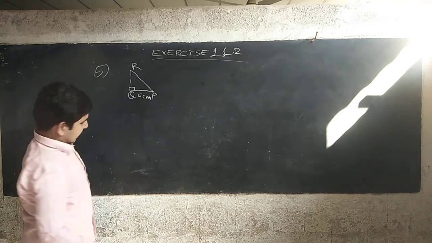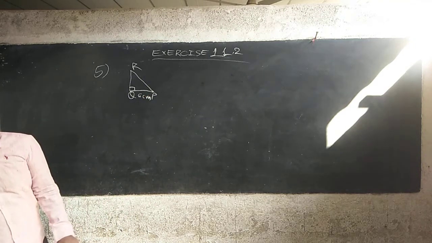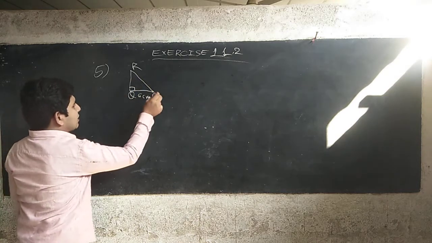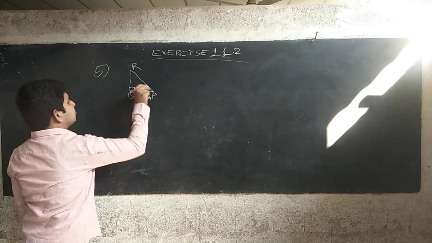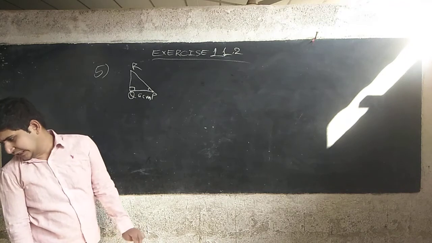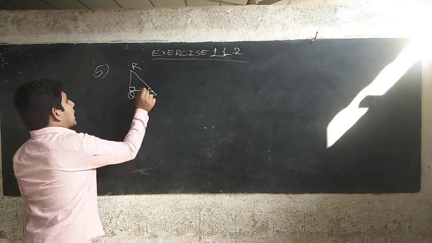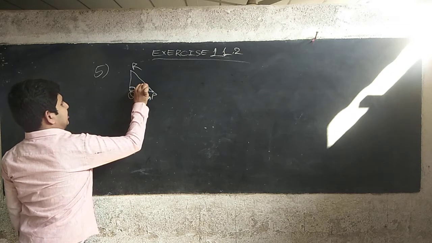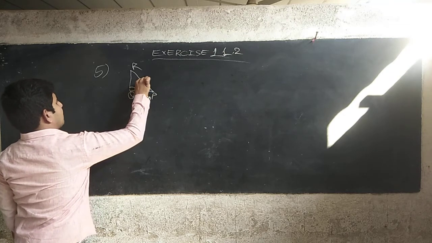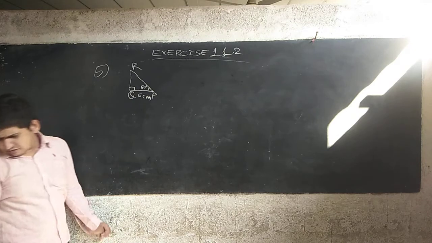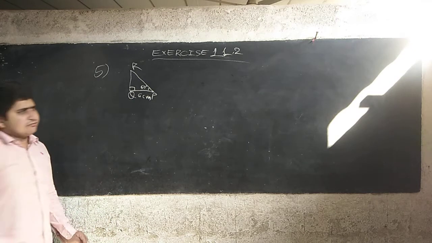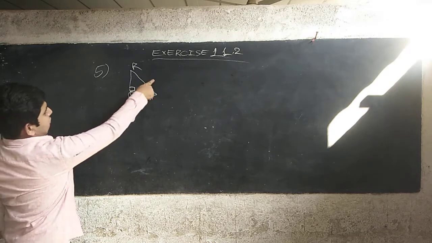And then angle RPQ, RPQ means angle P equal to 60 degrees. Now we have to find what? Determine the length of QR and PR.